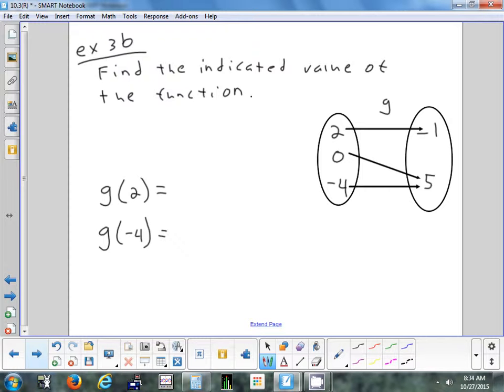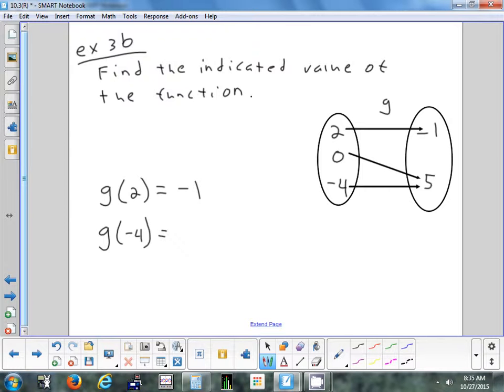All right, G of 2. Anyone think they can tell me G of 2? Michaela? Yeah, negative 1. Okay, G of 2, that's negative 1. How's it negative 1? Well, basically, 2 is your x value. Matches up with negative 1, that's your y.